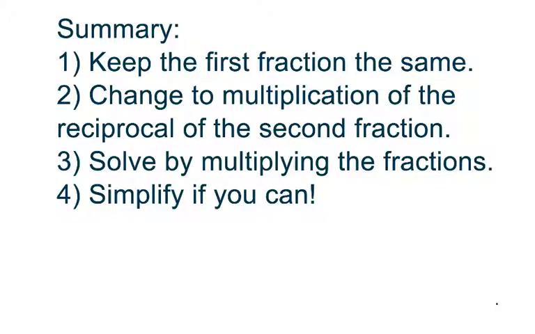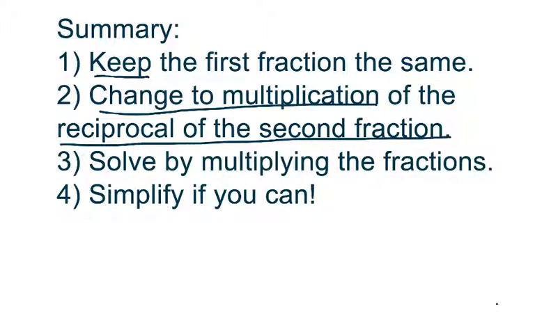To summarize, when you are dividing fractions, you want to keep that first fraction the same. It's what you have, that can't change. Then you want to change it to multiplication, and you want it to be multiplying by the reciprocal of that second fraction. You want to solve by multiplying the fractions like you normally would, and then simplify if you can.